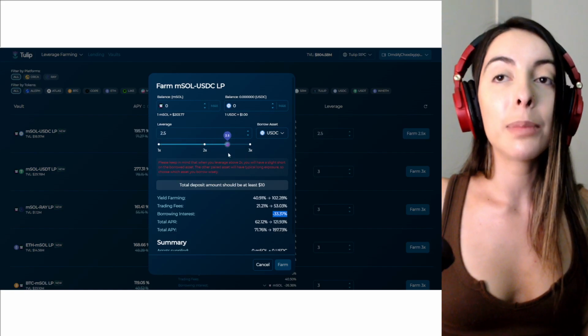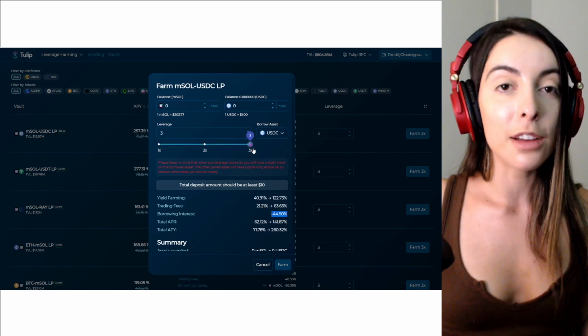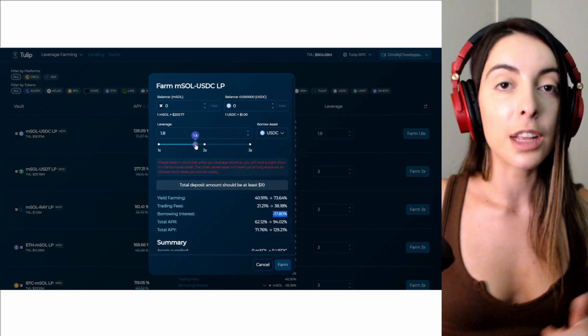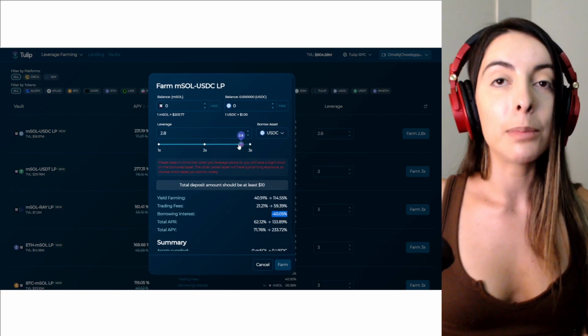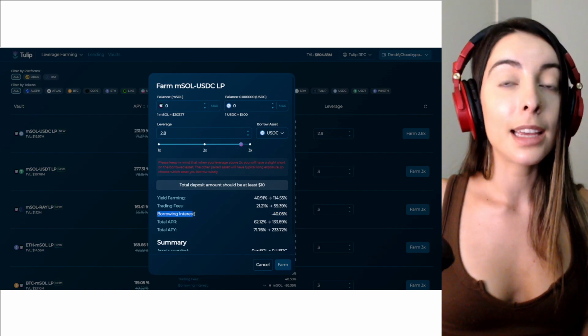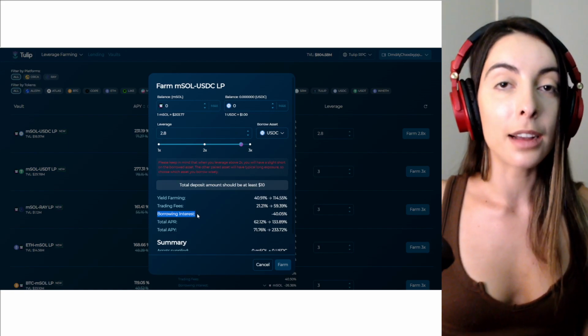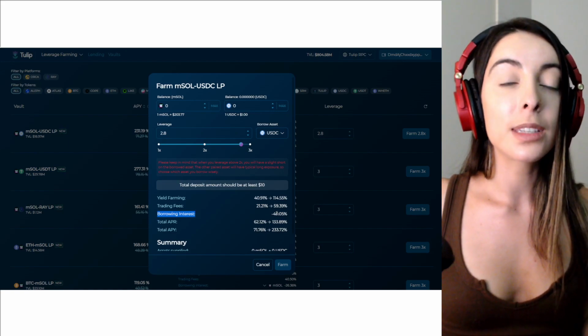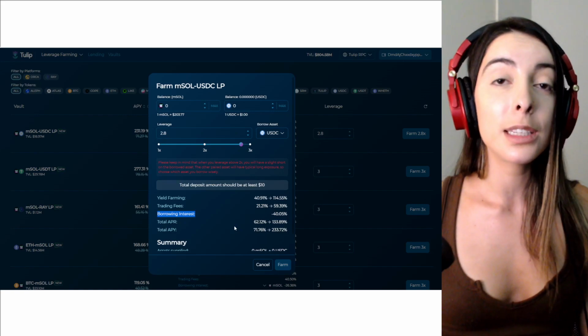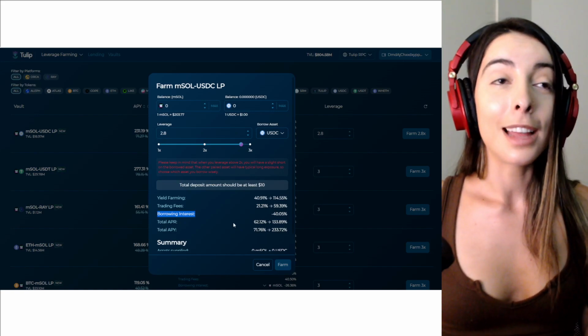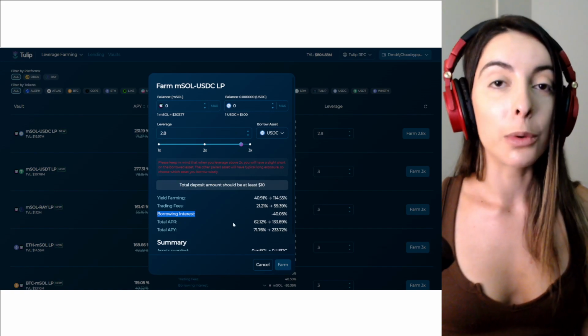Now notice that the APY goes up when I use more leverage and it goes down when I use less leverage. That's because the more leverage, the higher the APY. Your borrowing interest is the interest that you have to pay back. That is what you owe, which is going to come out of what you gain. So you need to make sure that ratio is always in balance, otherwise you're going to be liquidated.